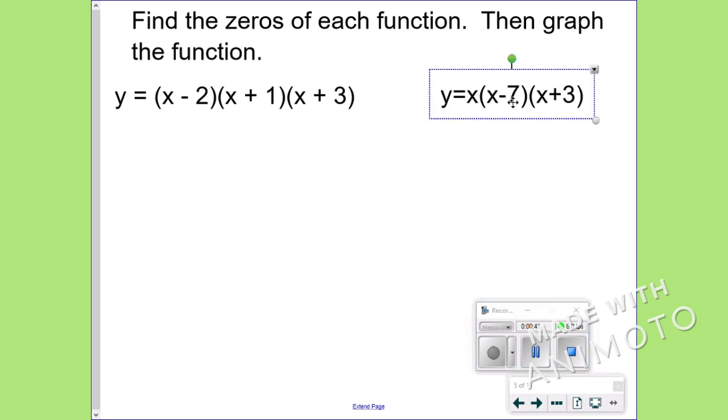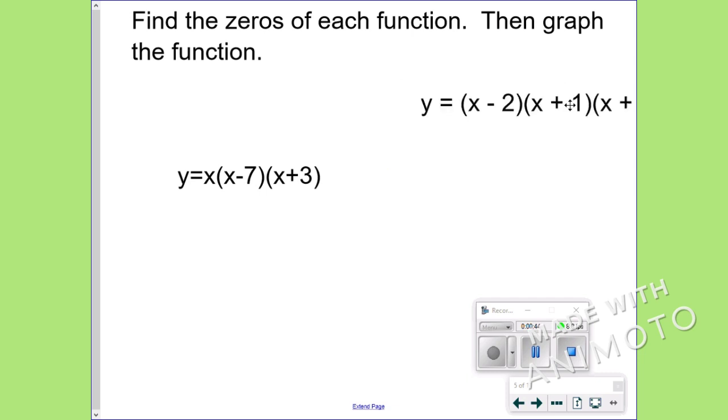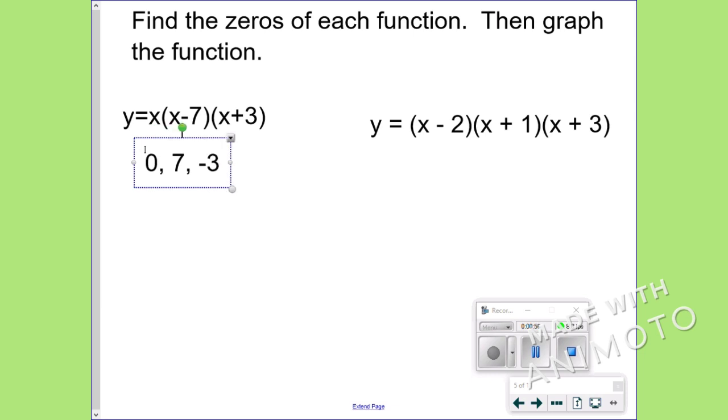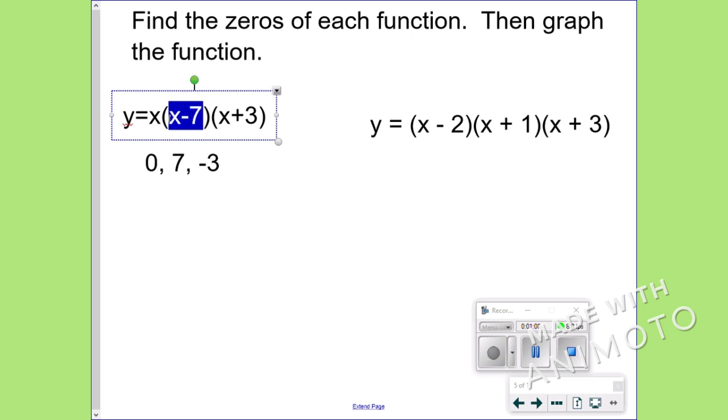So I'm going to do this second one, just because I feel it's a little bit harder than the first one. So I'm going to switch them up. We have y equals x times x minus 7 times x plus 3. My zeros here are 0, 7, and negative 3. How'd I get that? Set each factor equal to 0. This x by itself is a factor, so x equals 0. x minus 7 is a factor, so set that equal to 0, add 7 to both sides, we get 7. x plus 3 is a factor. Set that equal to 0, subtract 3 from both sides, we get x equals negative 3. So we have our zeros, and those are our x-intercepts.